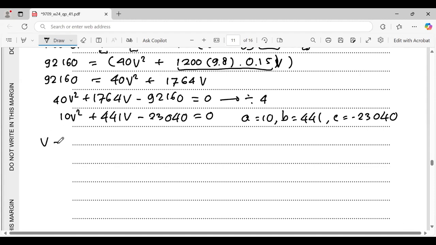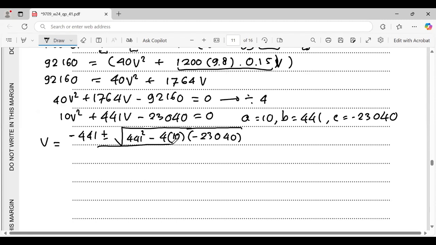So phi we can find through this formula: minus 441 plus minus square root of 441 squared minus 4 times 10 times minus 23,040, over 2 times 10. And it is minus 441 plus minus square root of 1,116,081, over 20.